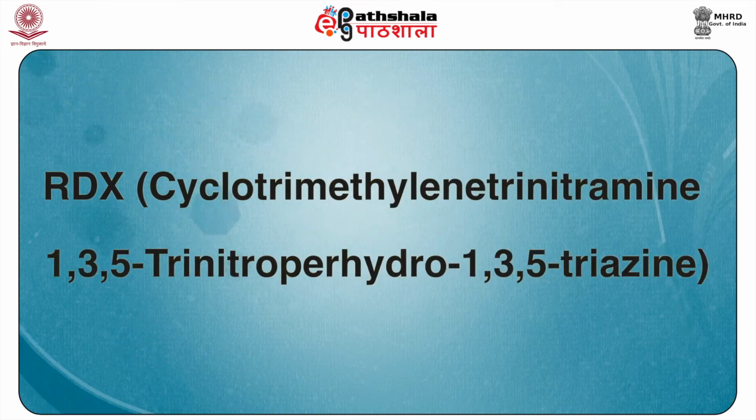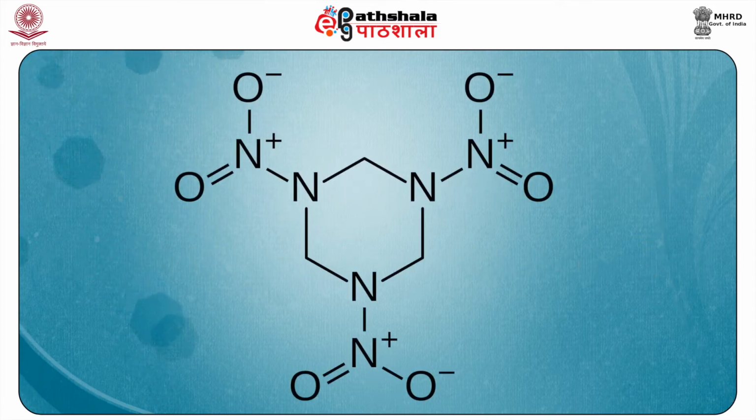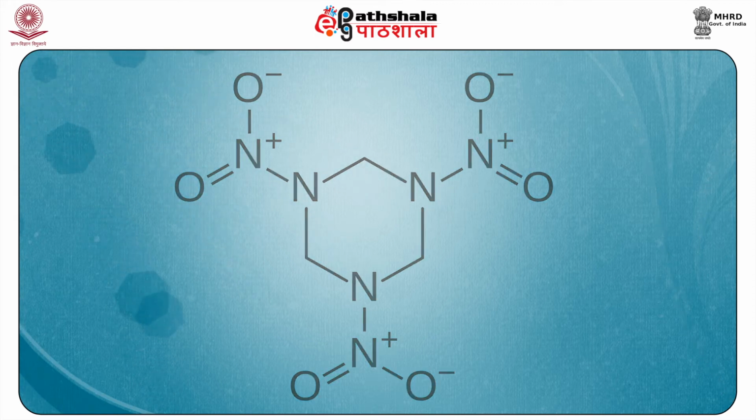RDX, cyclotrimethylene trinitramine, 1,3,5-trinitroperhydro-1,3,5-triazine. RDX is synthesized by adding hexamethylene tetramine to excess concentrated nitric acid at 25 degrees Celsius and warming it to 55 degrees Celsius. RDX is precipitated with cooled water and the mixture is then boiled to remove any soluble impurities. Finally, purification of RDX is carried out by recrystallization from acetone.